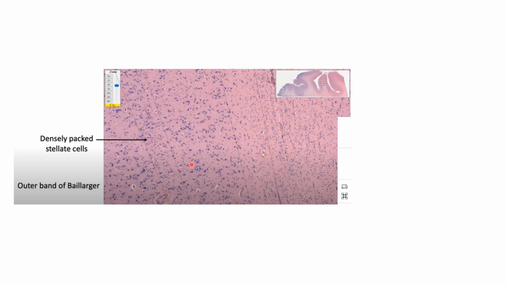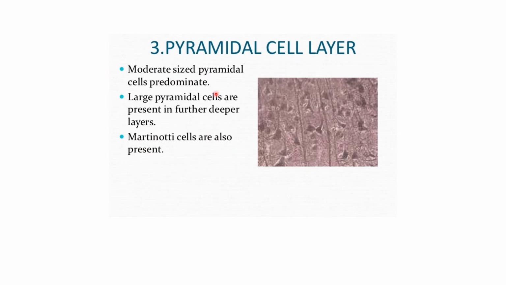And we also have the outer band of Baillarger, which is present in the third layer. So that is formed in the third layer, which is the pyramidal cell layer. Moderate size pyramidal cells predominate. Large pyramidal cells are present in the deeper cells. Cells of Martinotti may be present in the pyramidal cell layer.